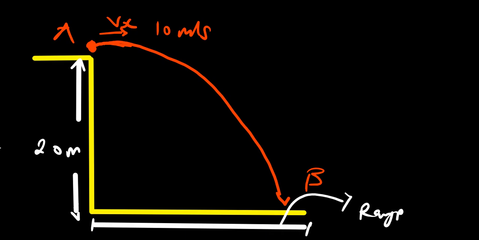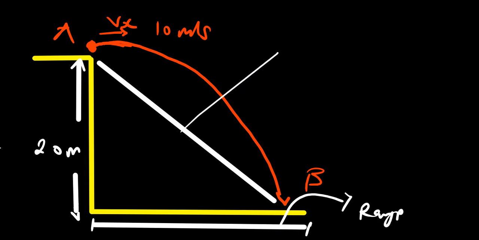Now this projectile can also make the shortest distance. Instead of it moving the way it has moved, you can also make a shortcut to here, going to that point. This will be called the displacement. So the displacement in this case will just be the shortest distance this projectile will take.